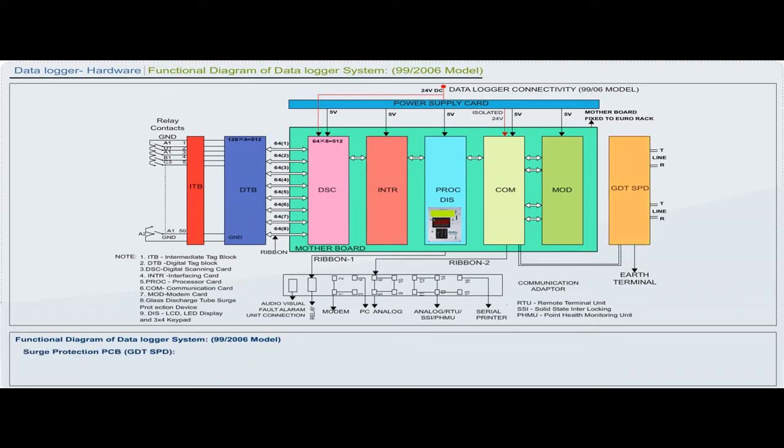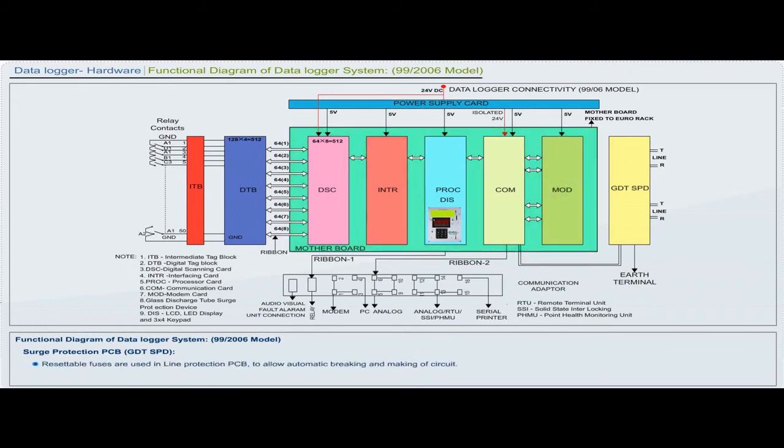Surge protection PCB, GDT surge protection device. For surge protection, gas discharge tubes and resettable fuses are used in line protection PCB. The gas discharge tubes are connected across the communication lines and ground. When any surge occurs, it is discharged through the gas discharge tubes to ground. This protects modem and data logger from damage due to surges in communication lines.